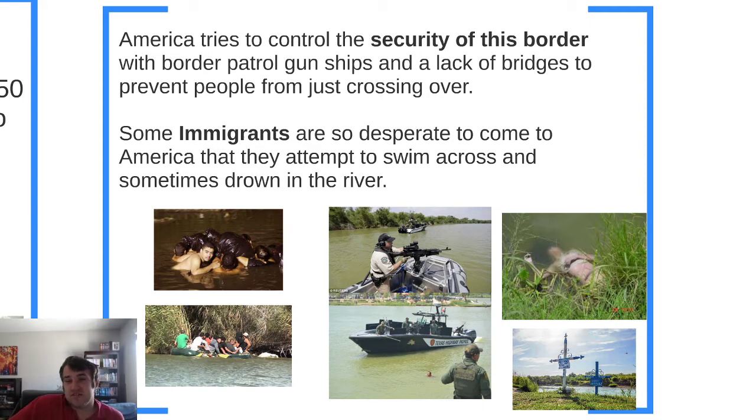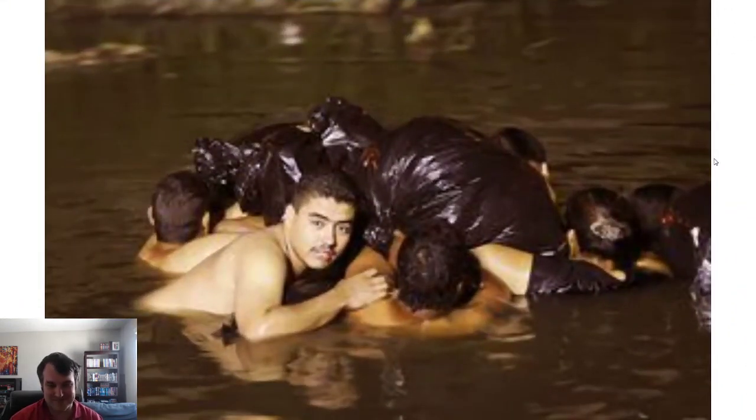But some immigrants are so desperate to come to America, they swim across this river and sometimes drown. Especially closer to the Gulf of Mexico, the river gets a lot thicker, deeper, faster, and it's definitely not unheard of to find dead bodies in this river of people trying to come to the United States. So maybe this river isn't the best way to decide who owns what side of the country, or what country owns what side of the river.